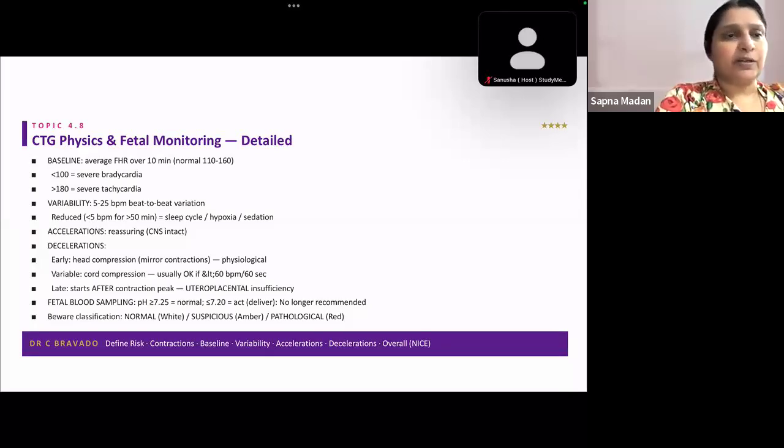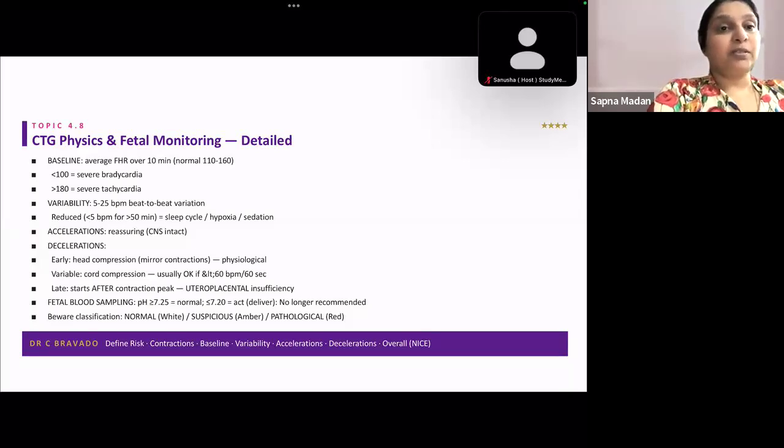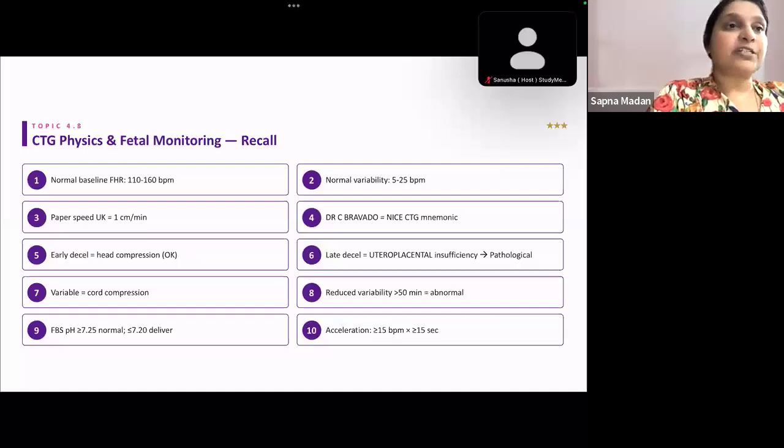Fetal blood sampling, we have already discussed that. So now you are supposed to classify into normal, suspicious, or pathological. So white, amber, and red, depending upon whatever features you have noticed. Again, the mnemonic has been reiterated here because it is very important that you all remember it. So just as a recall of the CTG physics and fetal monitoring, normal heart rate is 110 to 160 beats per minute. Paper speed is 1 centimeter per minute. Normal variability is 5 to 25 beats per minute. Dr. C. Bravado, I'm not going to repeat it.